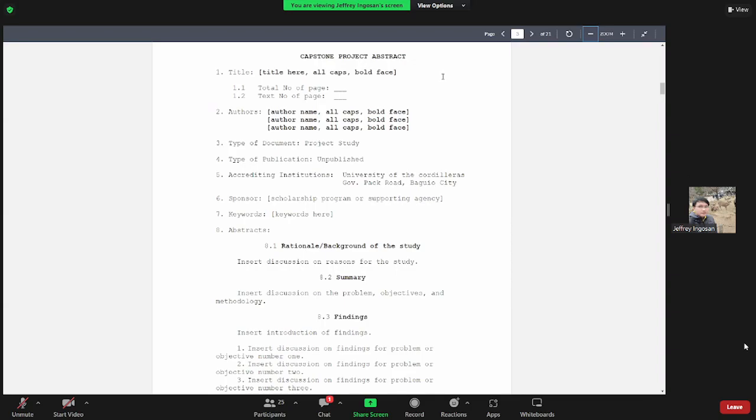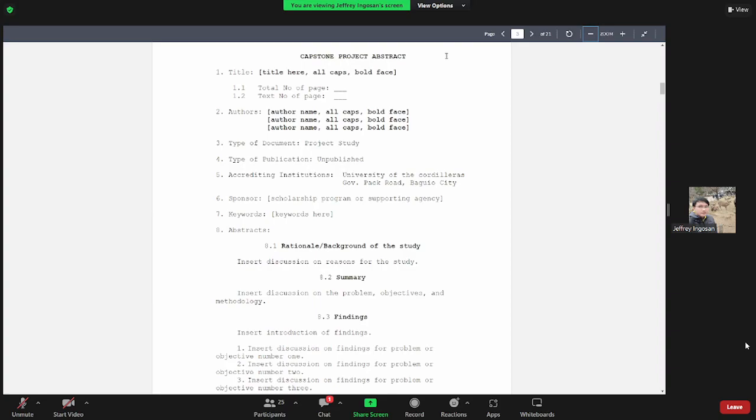So initially, you would be putting here the problem that you want to address, and then how you plan to address it. Just an overview. But do not write in the rationale or background of the study any details on your methodology and findings. I repeat, do not write any details on your methodology and findings in the rationale and background of the study. And then 8.2 is summary. So you insert here the problem that you want to address, the objectives, and an overview of the methodology. So that's the summary. So in reality, the summary means you summarize chapter 1 and chapter 2.